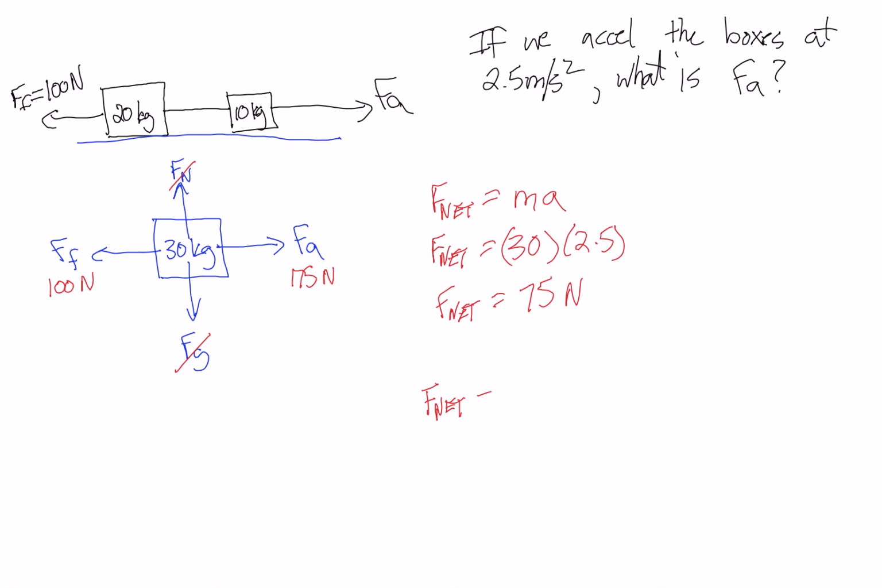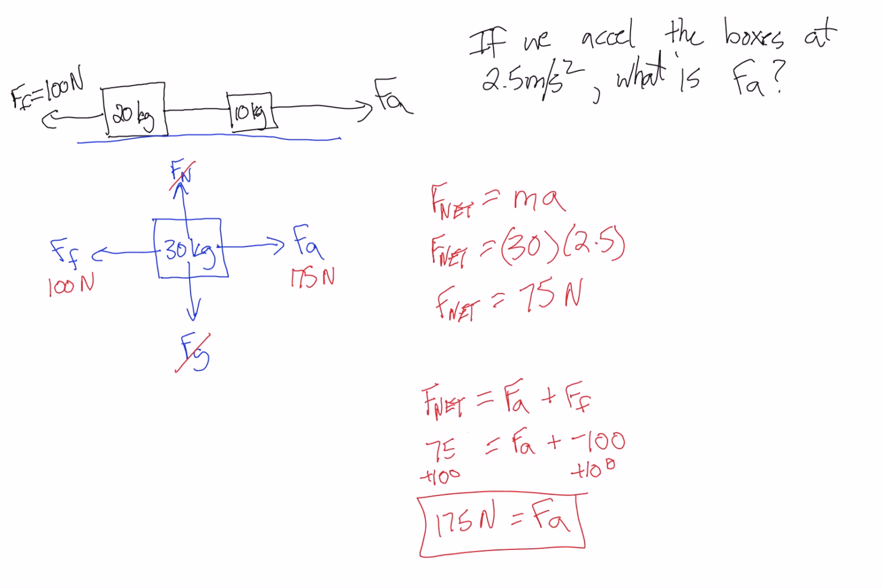Or, if you want, you can just use the formula. So our net force will be the force that we apply plus friction. We know the net force was 75 newtons. We're looking for the applied force, and we know that friction was negative 100 because it was going in the opposite direction. So then we could just do some simple math. To solve for force applied, we'd have 75 plus 100. We'd have to cancel the 100 on both sides. So we'd have 175 newtons being our force applied.